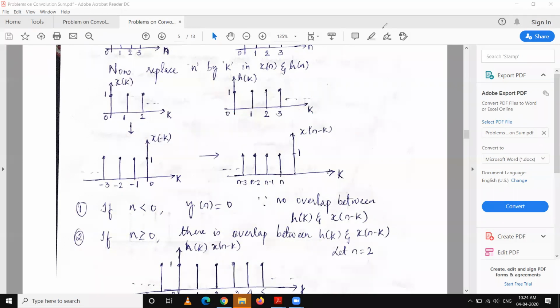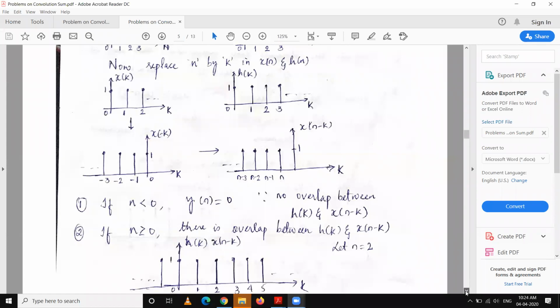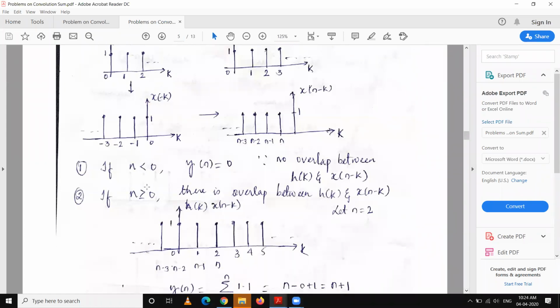Okay, then see the next condition, when the condition is n greater than or equal to 0, which means you can take n value as any value that is greater than or equal to 0.